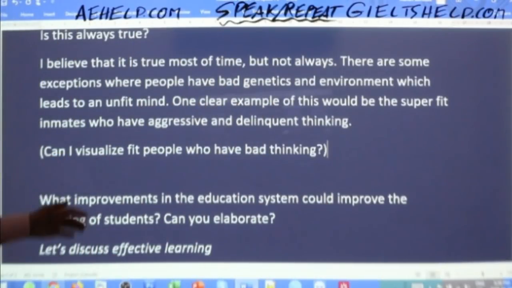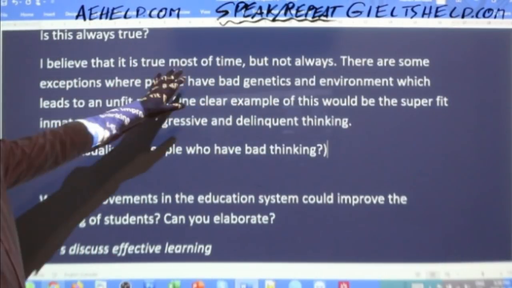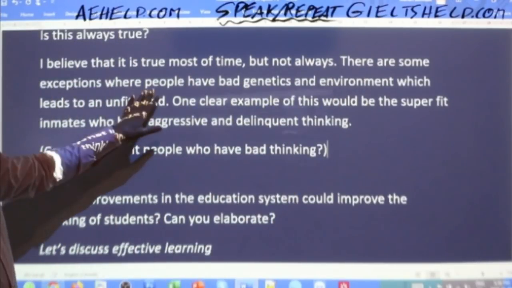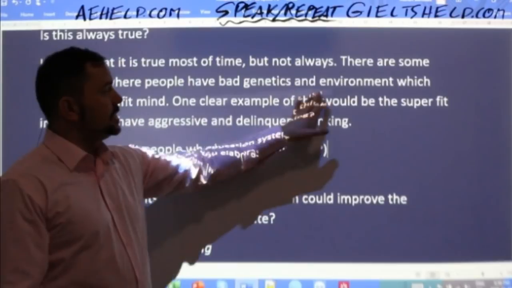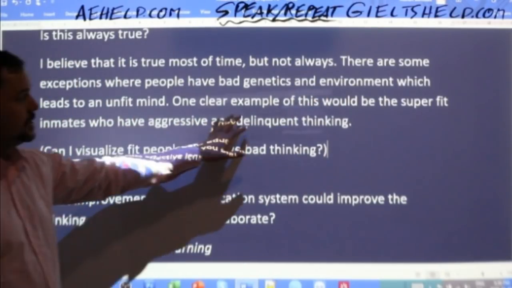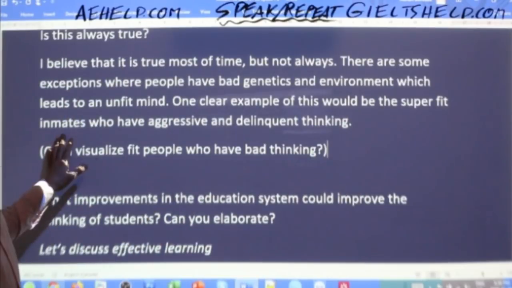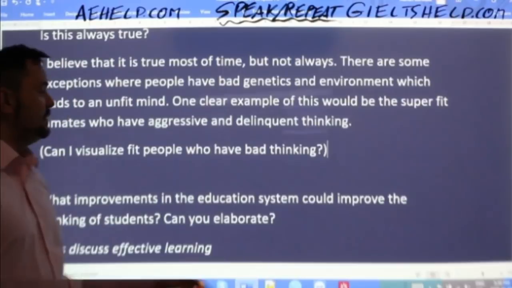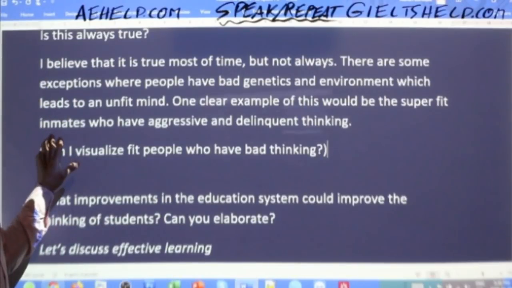So my answer would be this. I believe it is true most of the time, but not always. There are some exceptions where people have bad genetics and environment, which leads to an unfit mind. One clear example of this would be the super fit inmates who have aggressive and delinquent behavior or delinquent thinking.